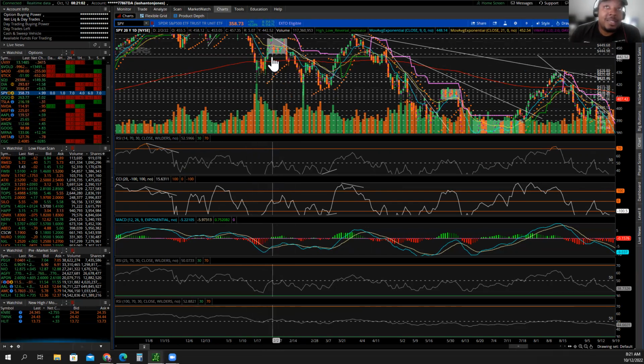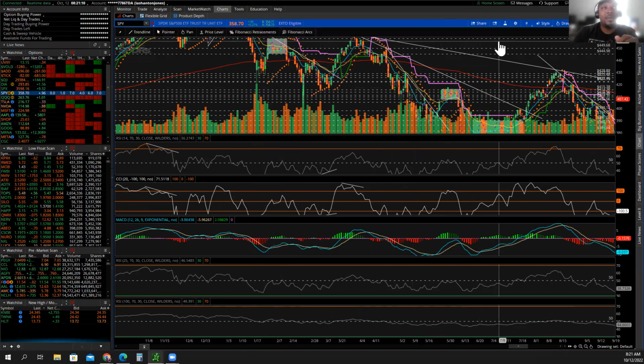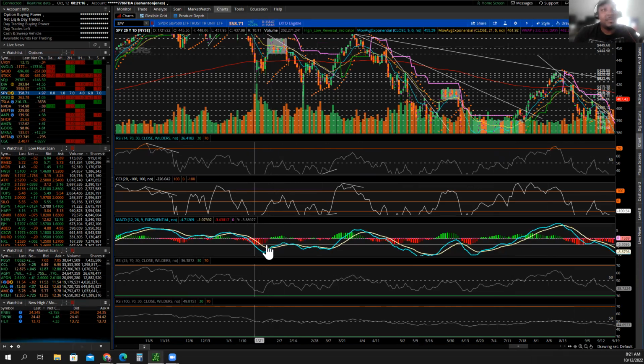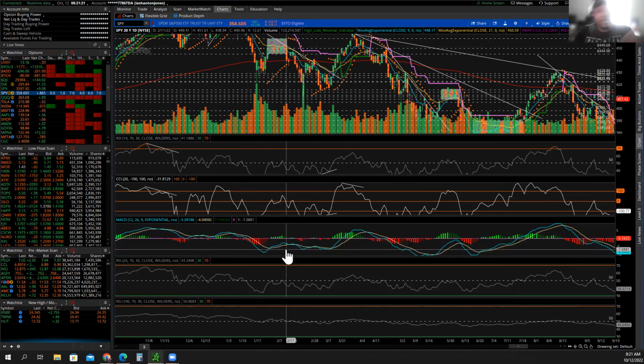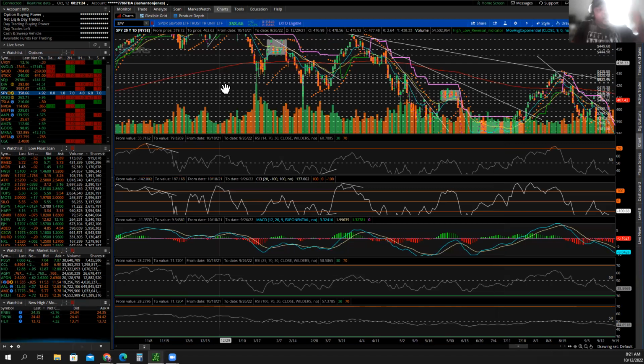Now you can go to the lower time frames because this is the daily chart. Every candle that you see is a day. Now you can go down to the 4 hour, the 1 hour, the 15-minute, and the MACD will probably give you a better entry if you wanted to use this.